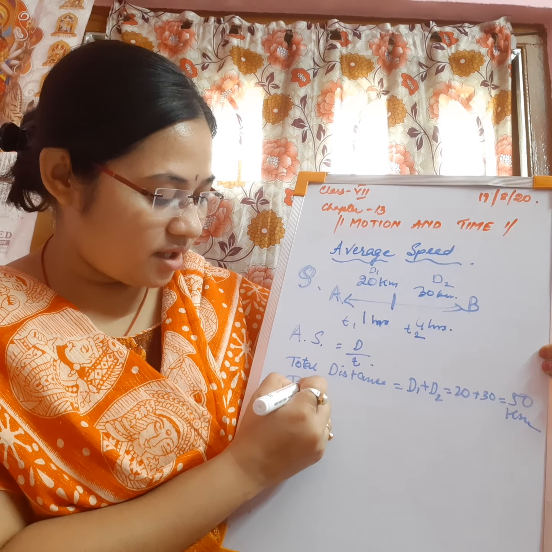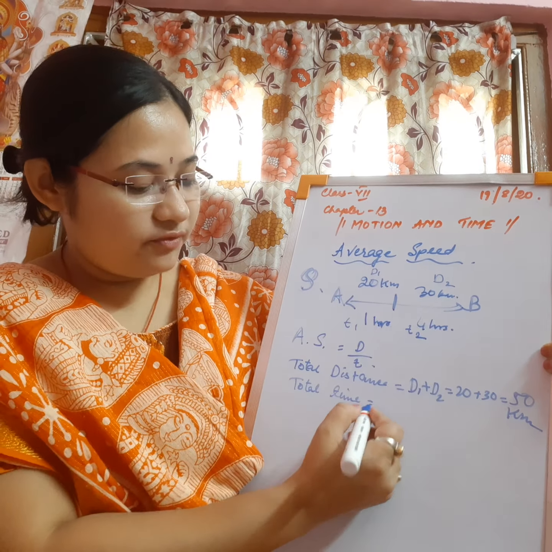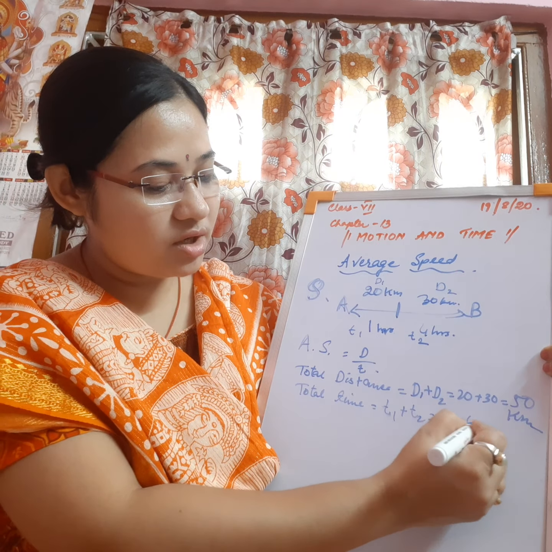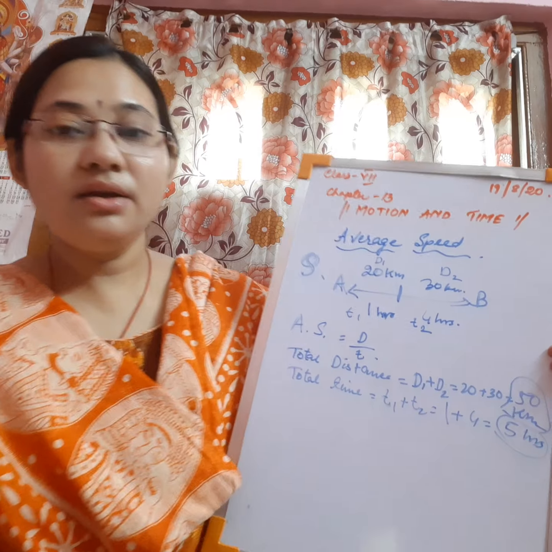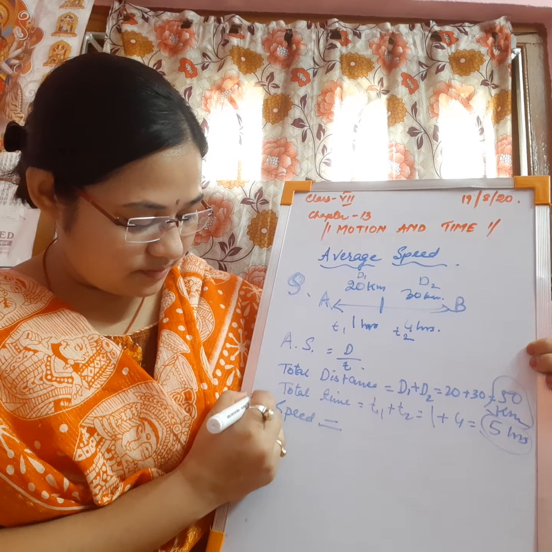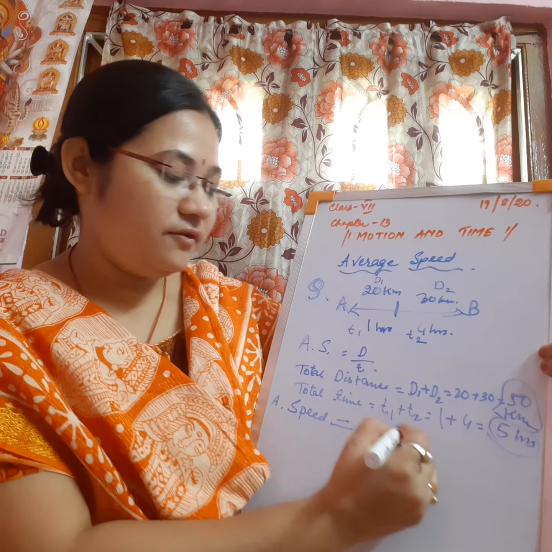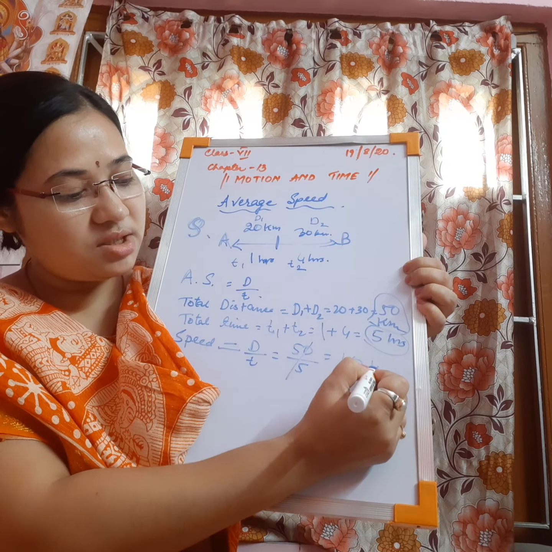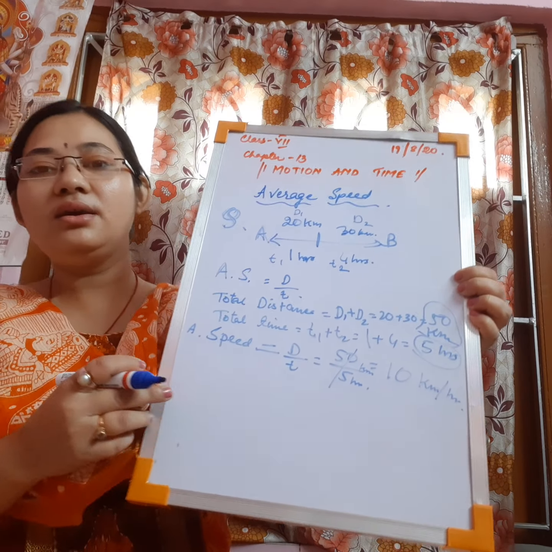Let us see what is the total time taken. So 1 hour and 4 hours, that means T1 plus T2. We have 1 hour plus 4 hours, 5 hours. So this is total distance and this is total time. Average speed is equal to total distance by total time, that is 50 kilometers by 5, that is 10 kilometers per hour. Because above we have kilometers, below we have hours.